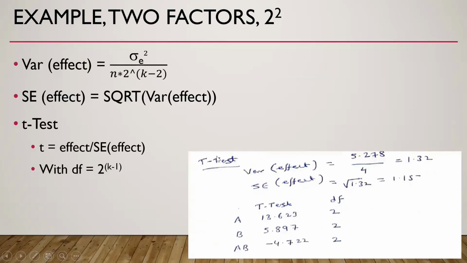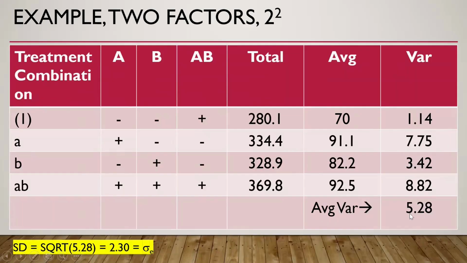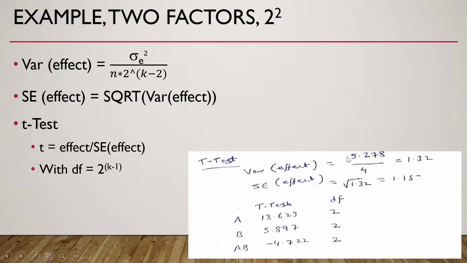I have also calculated manually the t statistics for each factor. So variance which we found as, let me show you. This was the variance, average variance 5.28 here. And using this variance, I have calculated the variance of effect and standard error of effect. Then I have calculated t statistics, and this is the degree of freedom. And if we calculate the p-value, then all the p-values are statistically significant.